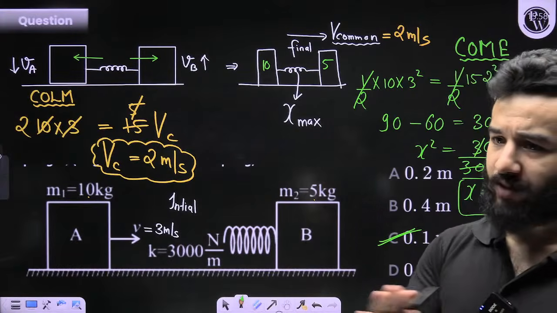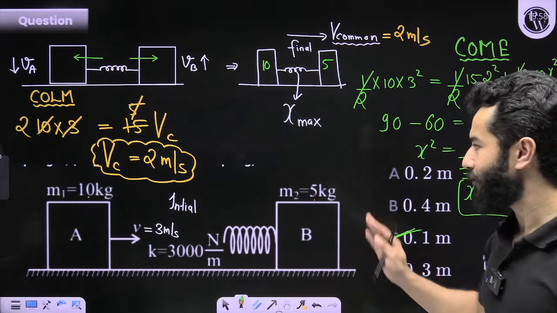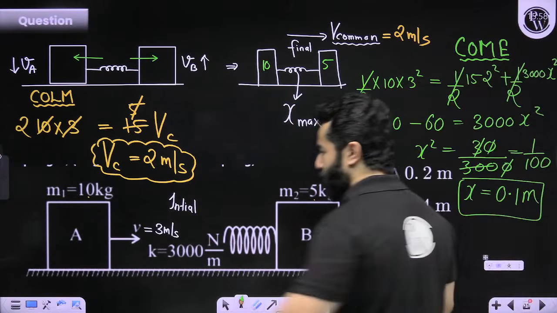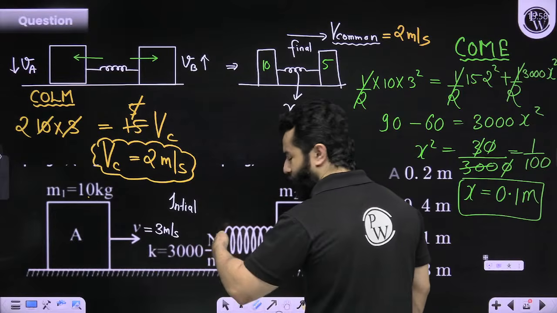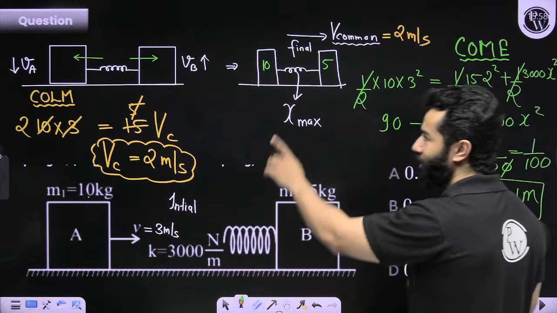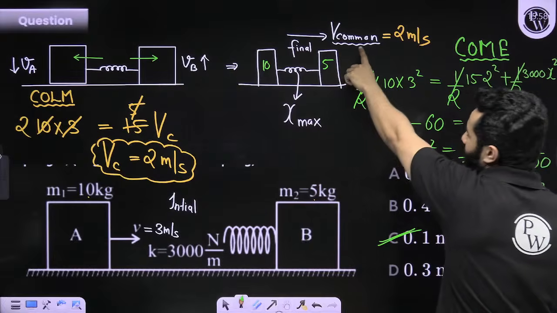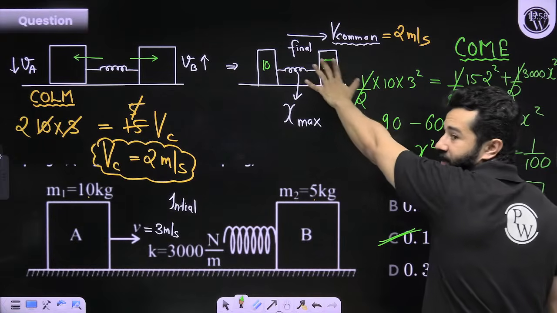Along with this question, I have explained each and every concept related with this concept. Initially, it will strike, right? Spring force will act in both directions, and because of those spring forces, velocities will change. At a point, they will achieve a common velocity. This is our final state, my dear friends.